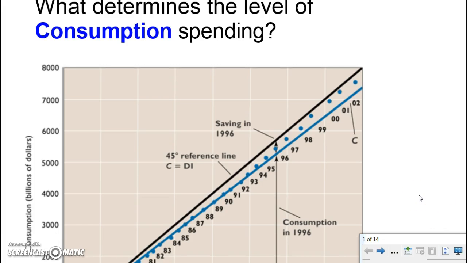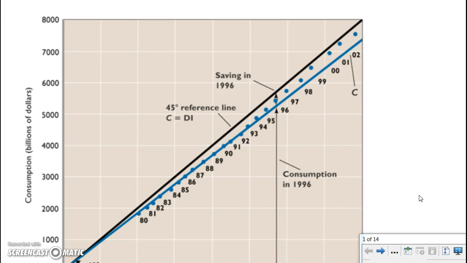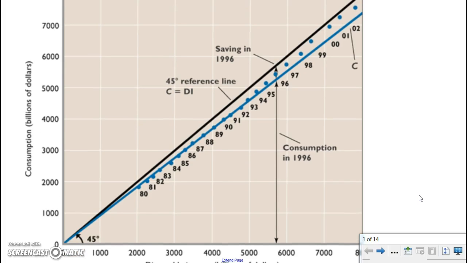This particular graph is comparing consumption spending to income. If you see the bottom of the graph, I know it's hard to see, you can't actually see the label on the x-axis. It says disposable income. So this is disposable income here, the amount of money people have after taxes. And this is consumption. And so you can see there's a very high correlation. This data is from 1980 to 2002. There's a very, very strong correlation between income and consumption.